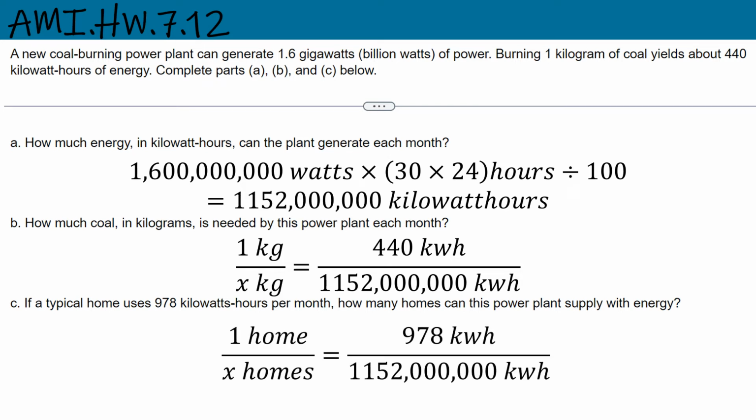We can do the same process with part C, which is we can set up a proportion. This time it's talking about kilowatt hours. Wait, we already know the kilowatt hours for the whole month, for the whole plant. And they tell us one home is 978 kilowatt hours, and they want to know how many homes it would be. Well, this is just going to be a proportion where we can, again, cross multiply and divide.